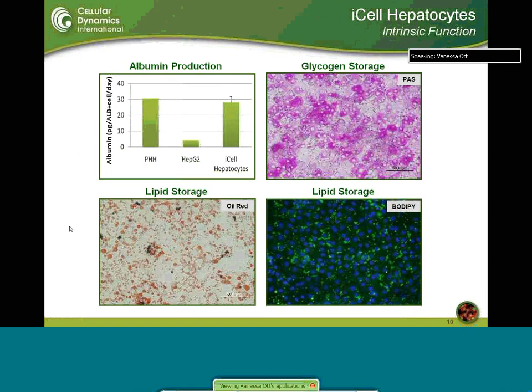This slide shows some basic intrinsic functions of the hepatocytes, which include albumin production in the upper left, indicated by ELISA. On the upper right is glycogen storage, measured by periodic acid Schiff staining, and the bottom two images show lipid storage measured by both Oil Red and BODIPY dye staining.